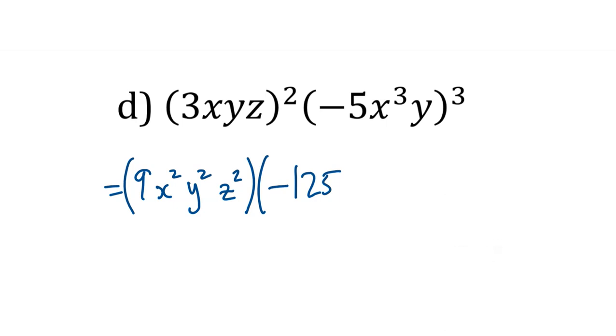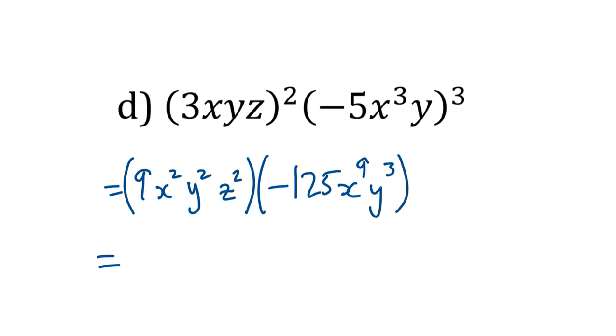X cubed, all to the 3. Remember, it's not 6. We're not adding. Because that would be if it was x cubed times x cubed. So it's 9. 3 times 3 is 9. But again, just pointing out how much you can confuse all these different rules in your head. And then y to the 1 all cubed is y cubed.